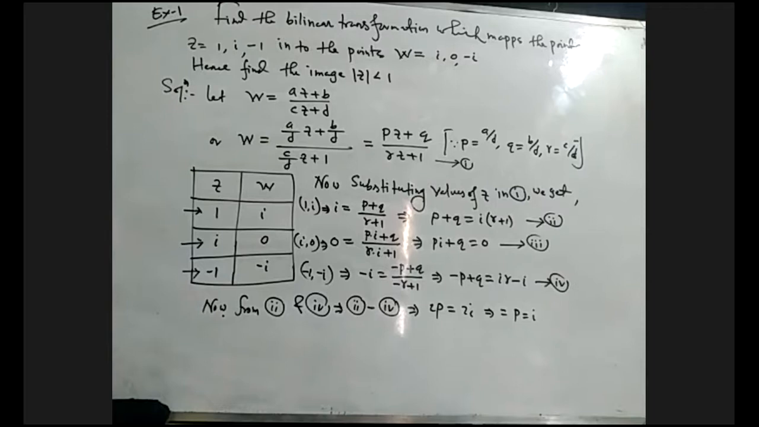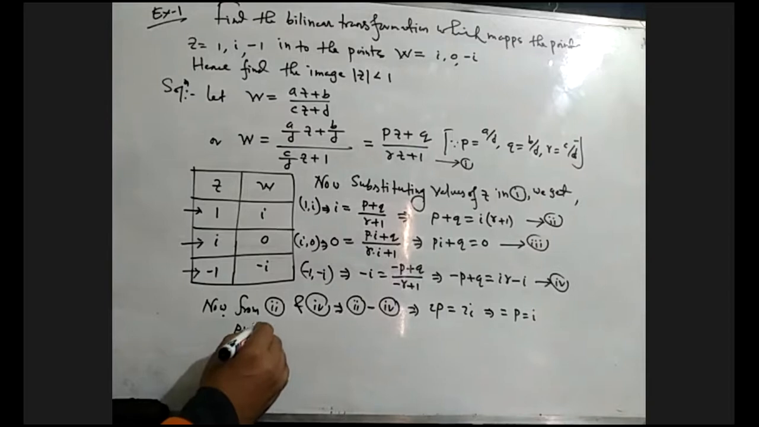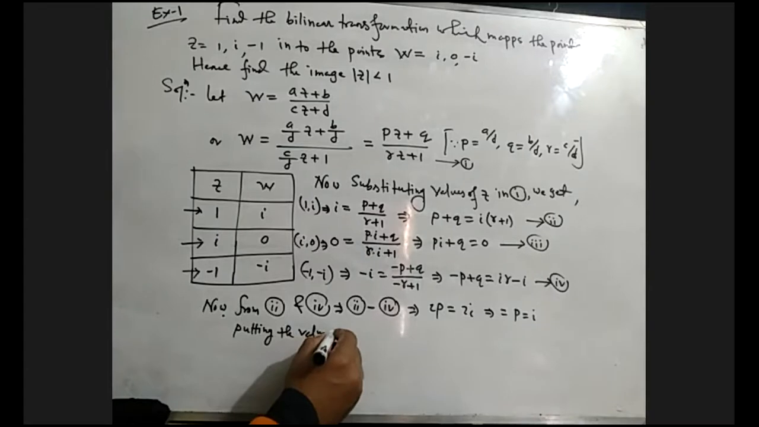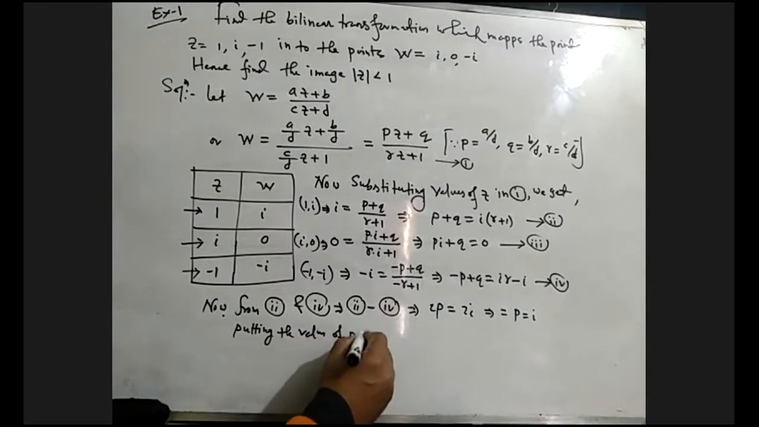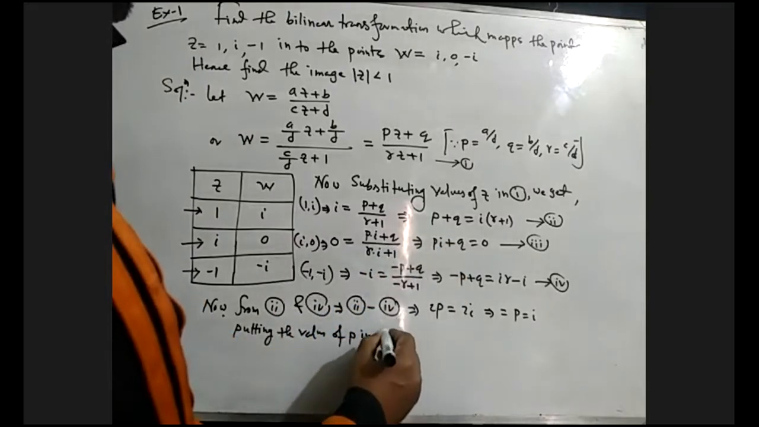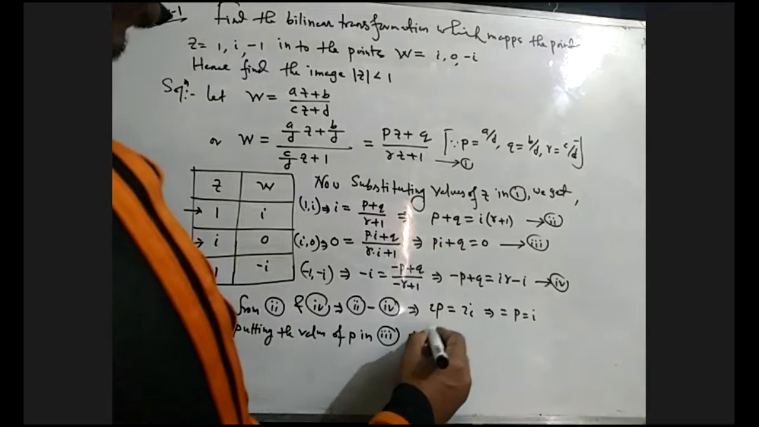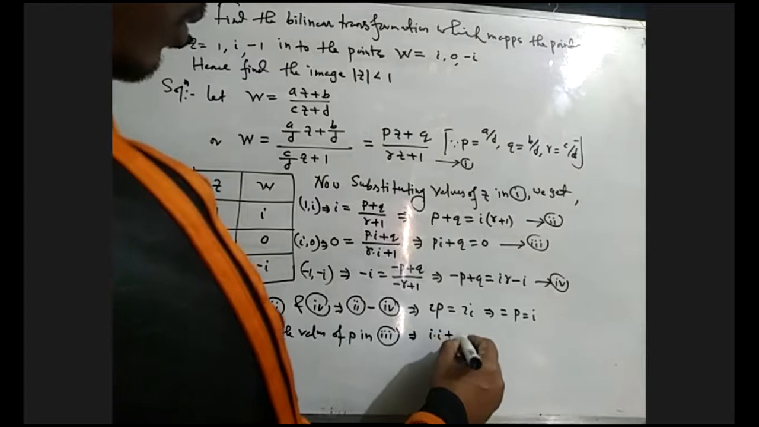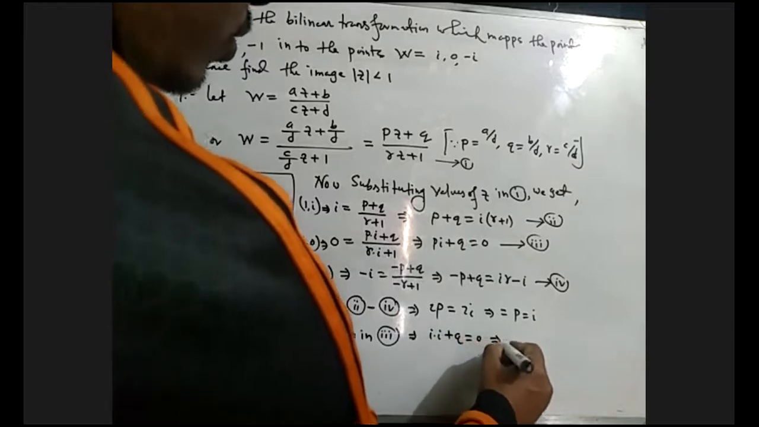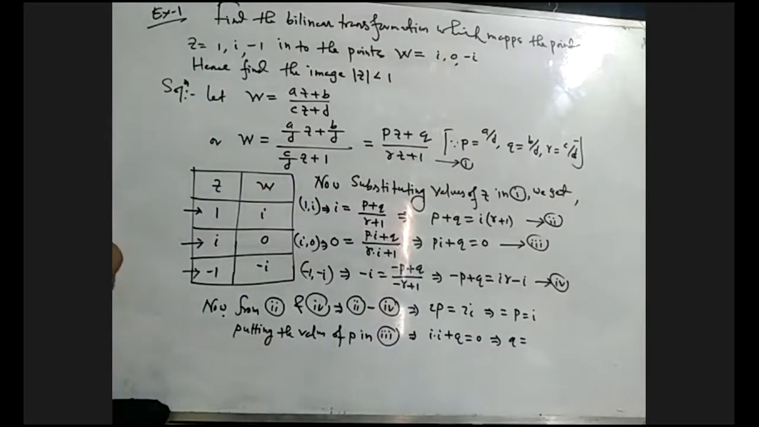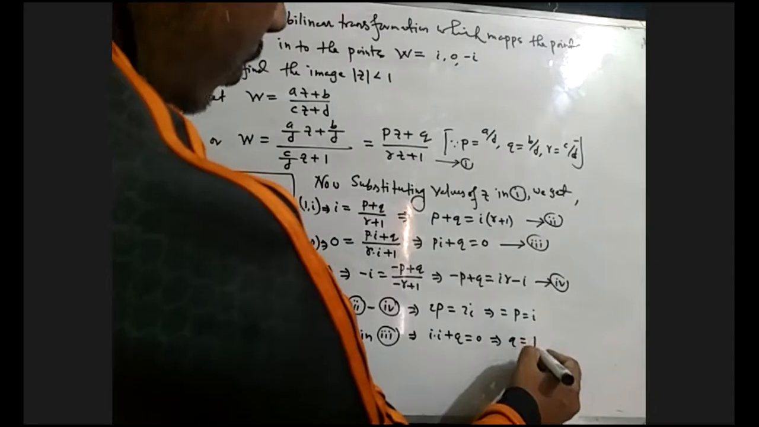P equals i. Now putting the value of P in which one? In 3. In 3, what do we get? i into i plus Q equals 0. So Q equals minus i square. Minus i square means what? 1.